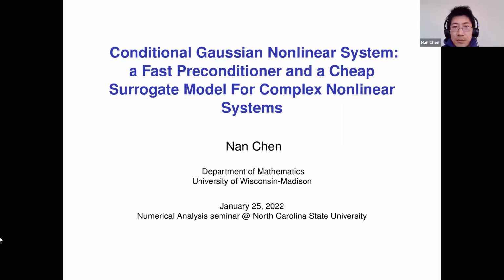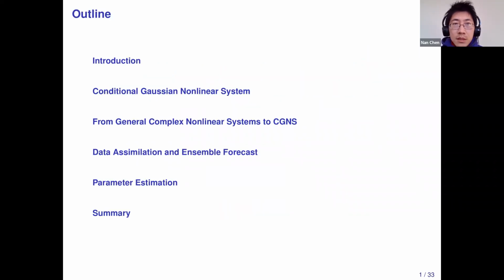Yeah, thank you, Mohammed. Thanks very much for inviting me here, and thanks for the nice introduction. Today I want to share some of my recent works about this conditional Gaussian nonlinear system. This is the outline. I will give an introduction, then we'll introduce the system, and I will try to make a connection between the general nonlinear systems and this conditional Gaussian nonlinear system. Then I will try to discuss data assimilation, parameter estimation, and some related topics.